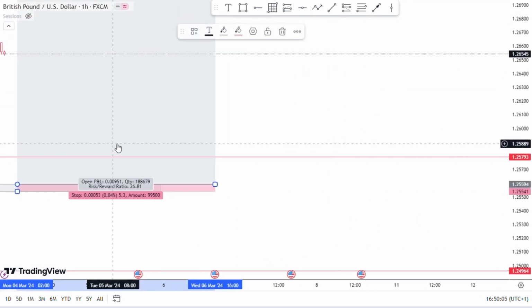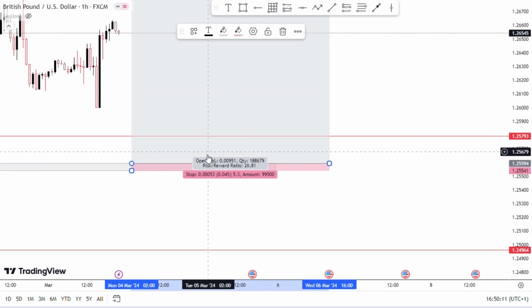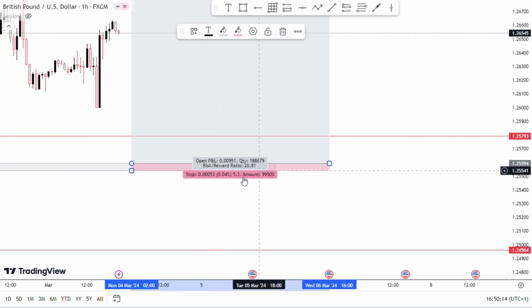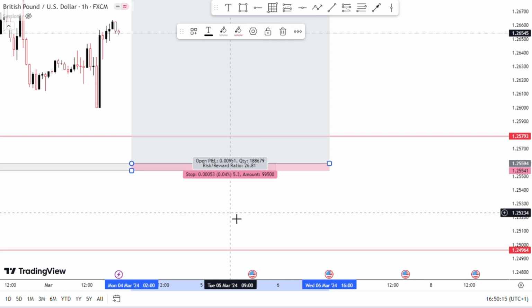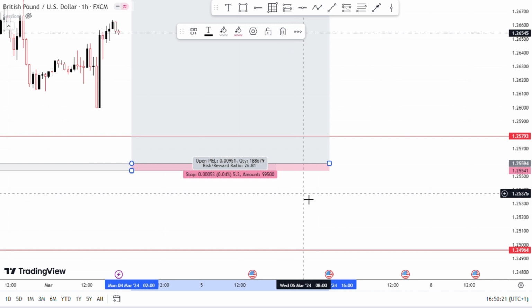I believe everyone can see it's 1 ratio 26 on my screen. This 1 ratio 26. So if you use this particular entry, it's going to give you not less than 26%. That means if you're risking 1% of your account, you're going to be making not less than 26% of your account in just one single trade.